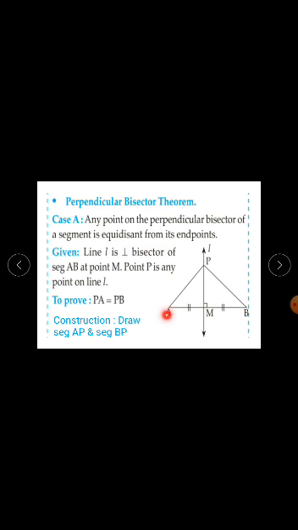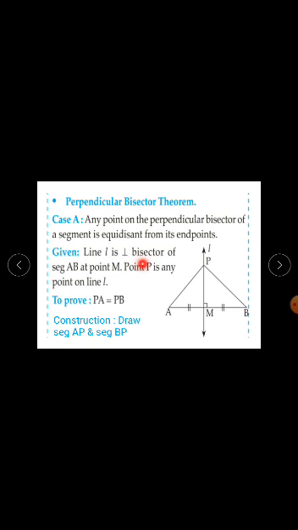So AB is your given segment and L is the perpendicular bisector of segment AB. This perpendicular bisector divides this segment into two equal parts. P is any point on this perpendicular bisector L. You have to prove that this point P is equidistant from the two endpoints, point A and point B. So what is given?